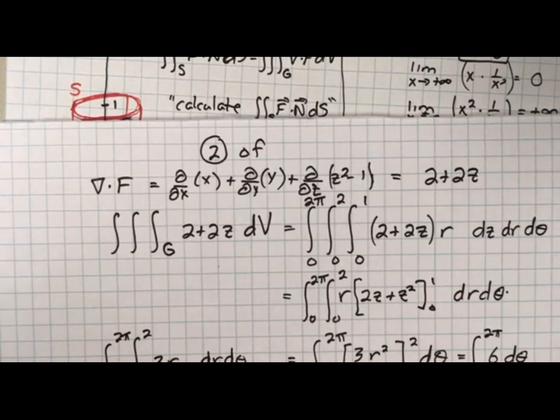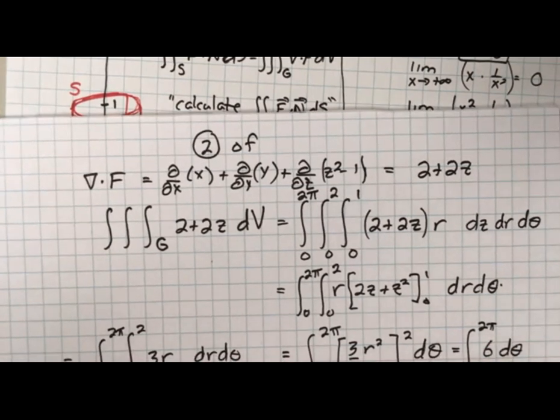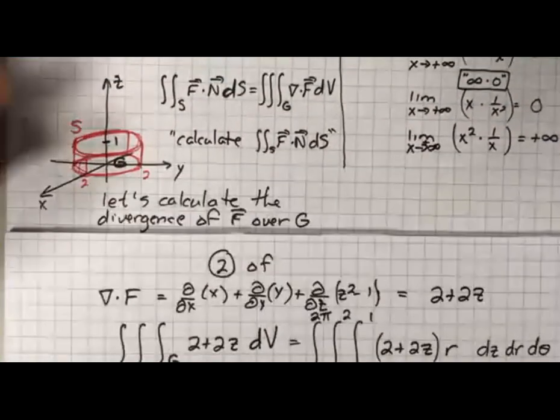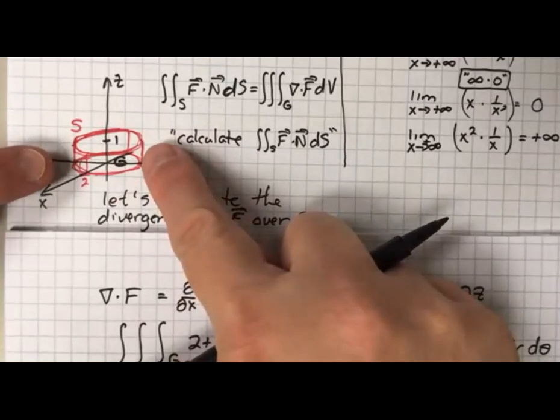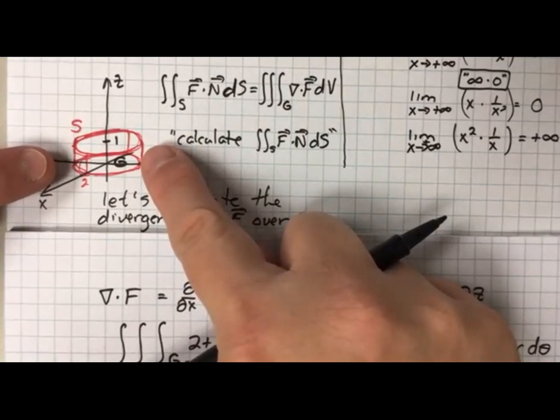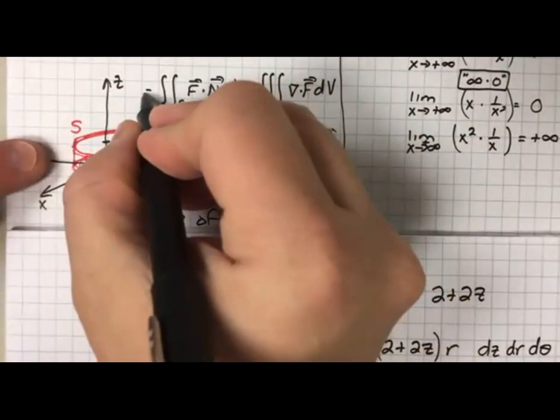And you're not going to do anything fancy or machine oriented with this. This is just a brick that's 6 units high and 2 pi units wide. So the result is 12 pi. Now notice that 12 pi is a positive number. So net field must be flowing out of this cheese. So I write this over here.